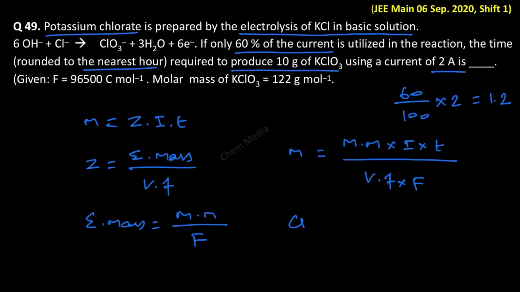Here Cl minus is becoming ClO3 minus. Basically the oxidation state is changing from -1 to +5. That requires 6 electrons. Therefore the valency factor here is 6. Therefore time t is equal to mass times valency factor times Faraday constant divided by molar mass times current.